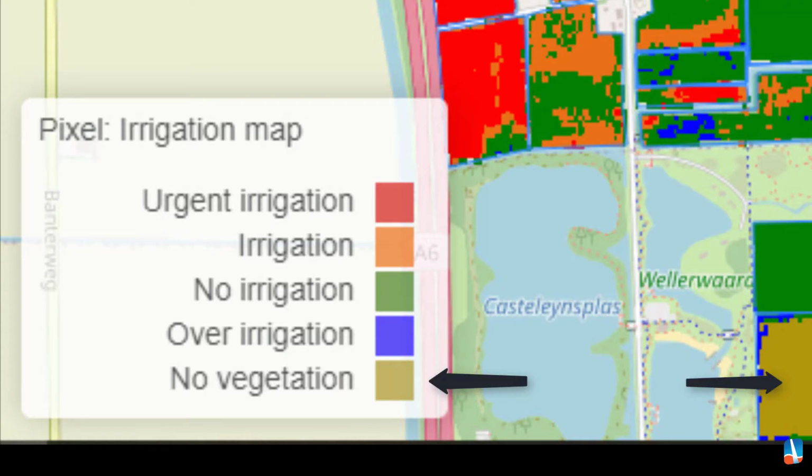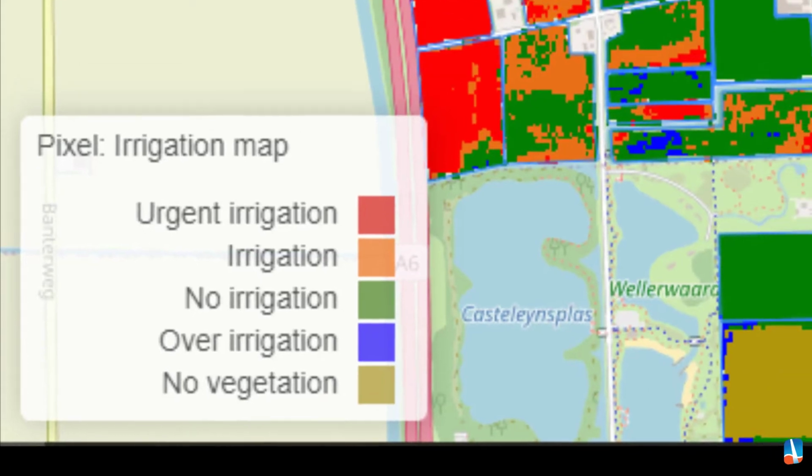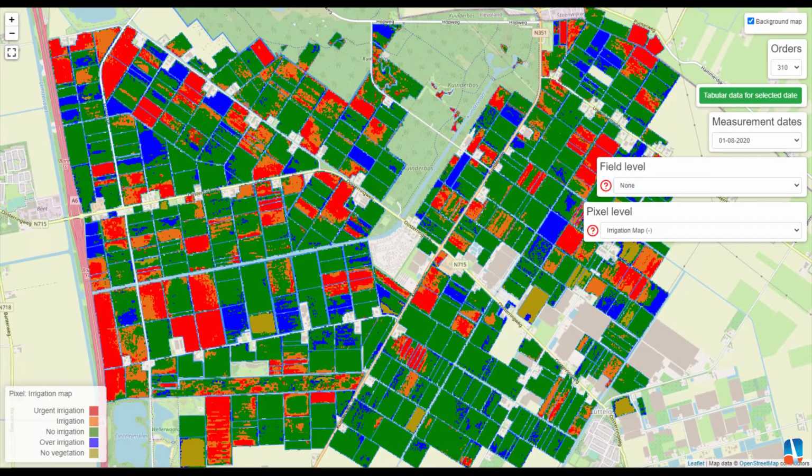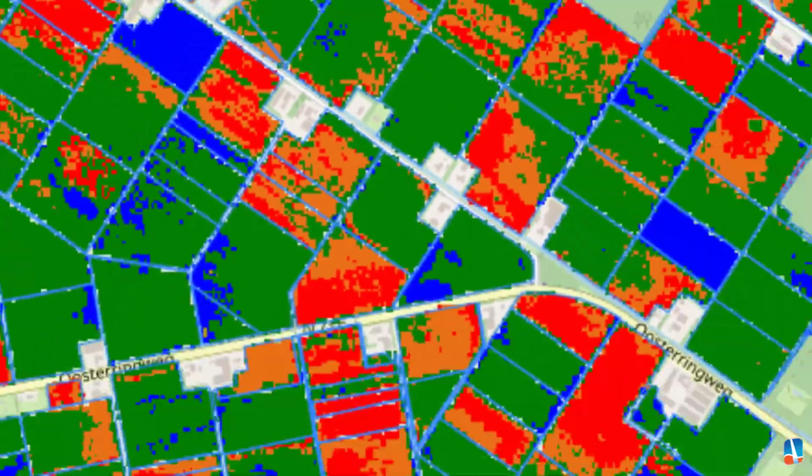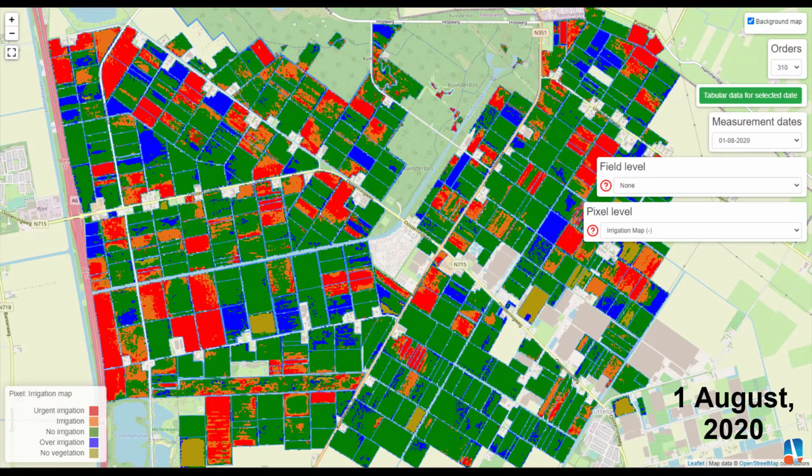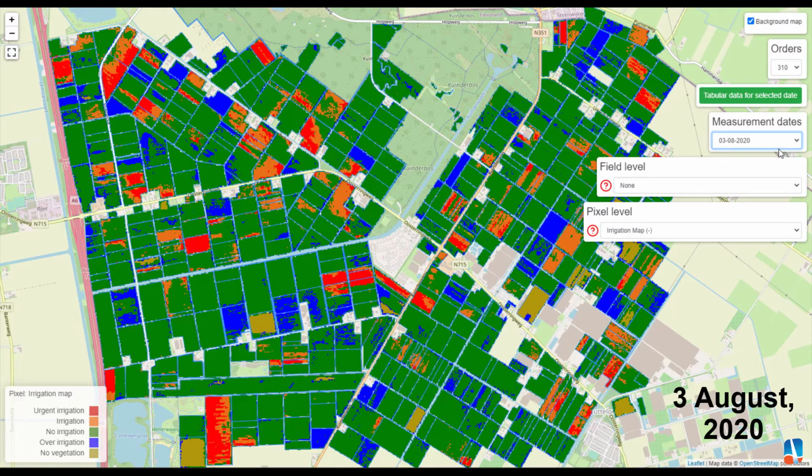We only give irrigation advice when the vegetation cover is higher than 10%. Every pixel has its own irrigation advice, so you can see inside a field which parts need to be irrigated and which not. If your field shows green pixels, it means it does not need irrigation today. However, for the next day it may change to an orange color.